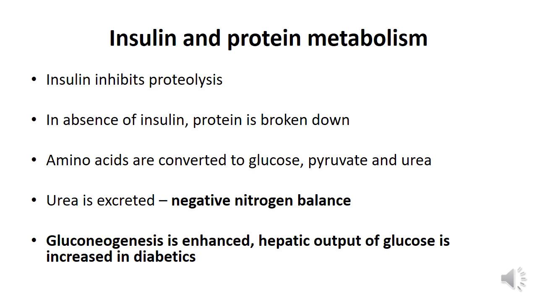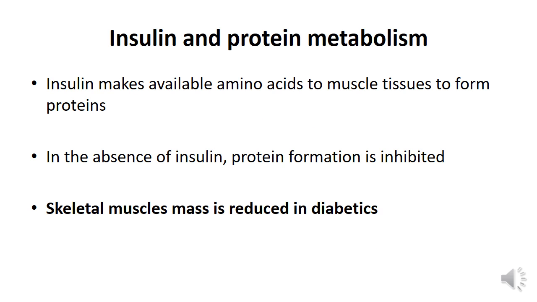So in diabetics, there is gluconeogenesis from the source of amino acids. That means hepatic output of glucose is increased in diabetics. Now insulin also enhances the formation of proteins by making available the amino acids to the muscle tissues, and in the absence of insulin this doesn't happen, so muscle protein formation is reduced. That is why in diabetics the skeletal muscle mass is reduced.